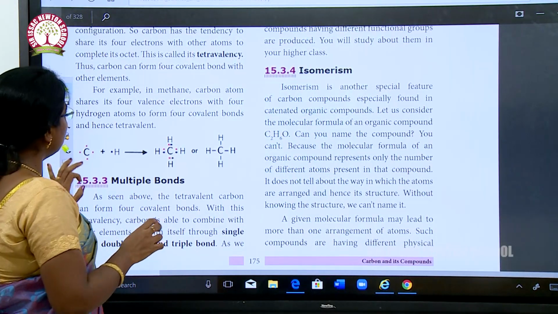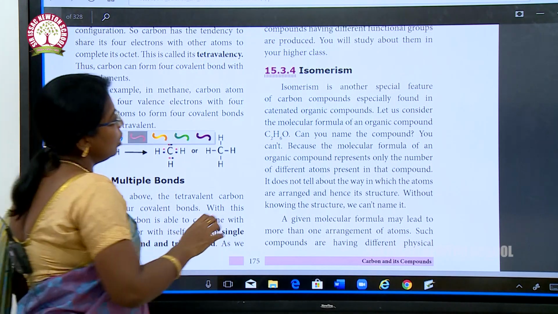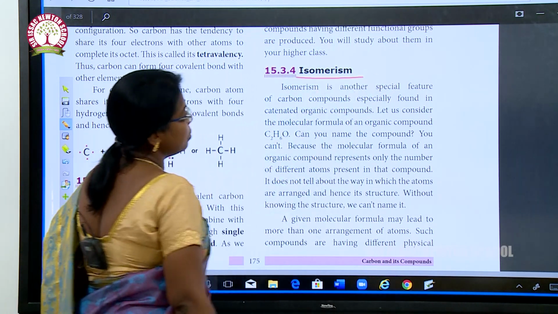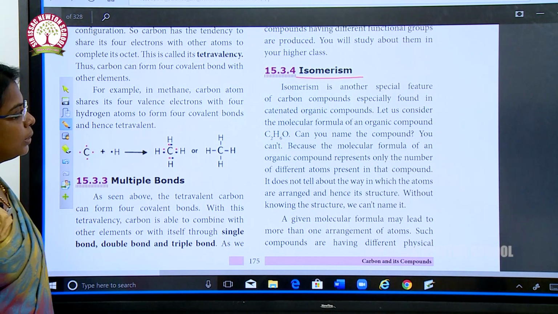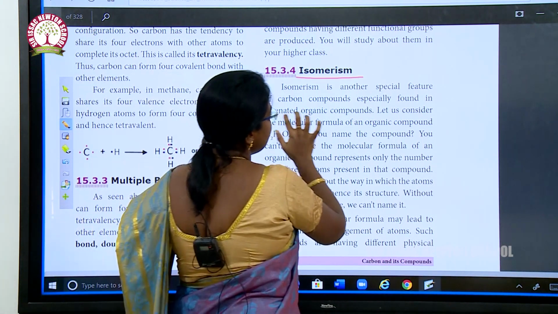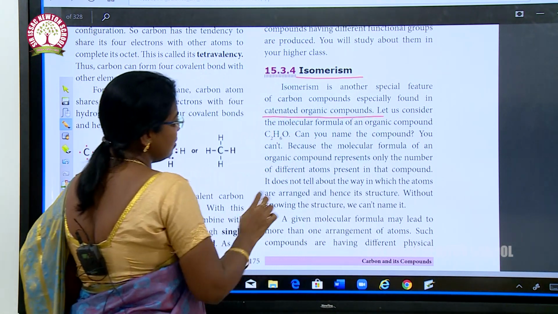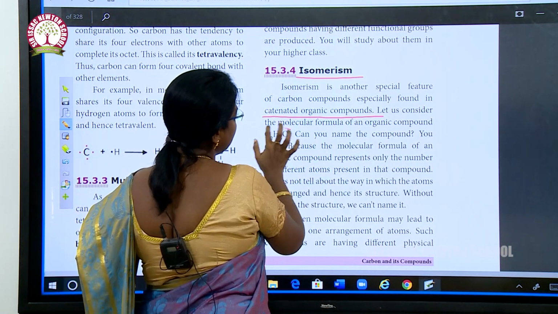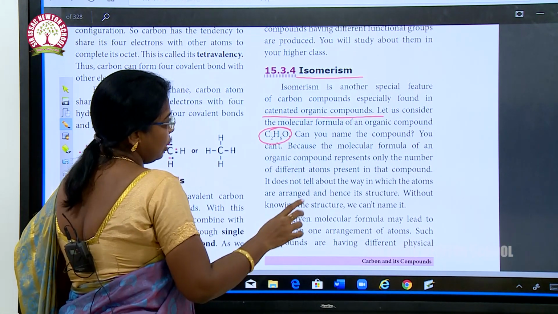What is isomerism? Isomerism is another special feature of carbon compounds, especially found in catenated organic compounds. Let us consider the molecular formula of an organic compound, C2H6O. Can you name the compound?